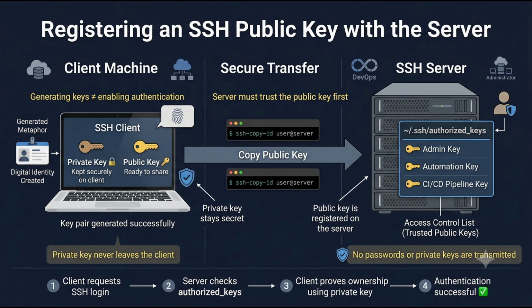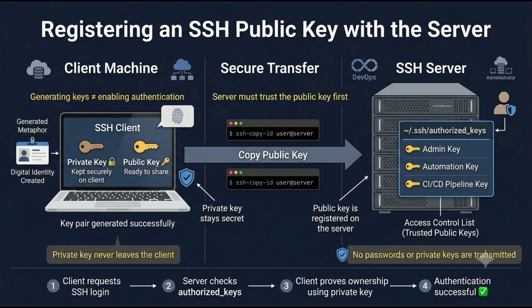To establish that trust, we need to copy our public key into a special file called authorized_keys. This file acts as an access control list for SSH. Every public key stored inside it represents a user or device that is allowed to authenticate to the server. During an SSH login, the server checks this file. If it finds a matching public key and the client proves ownership of the corresponding private key, authentication succeeds. This is how SSH provides secure authentication without sending passwords or private keys across the network.